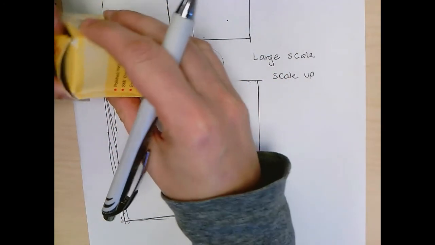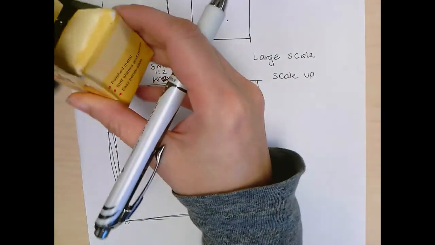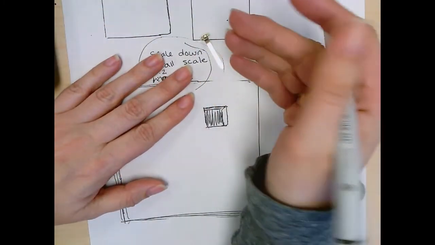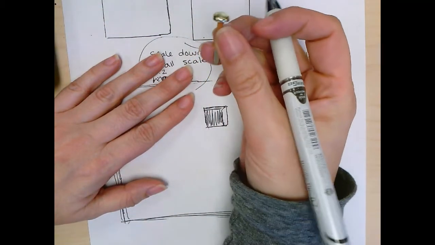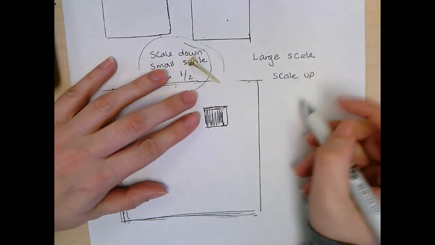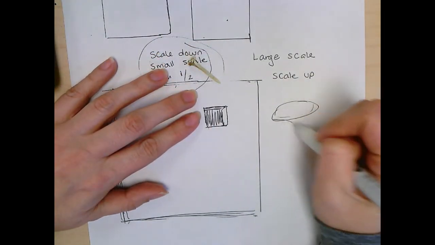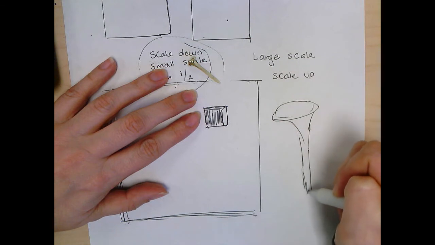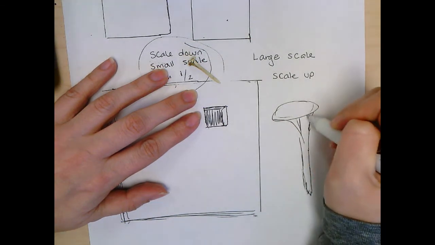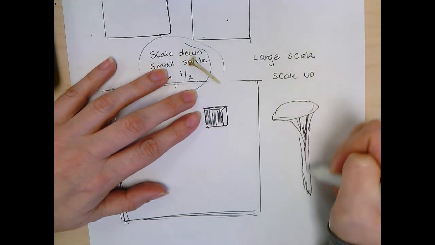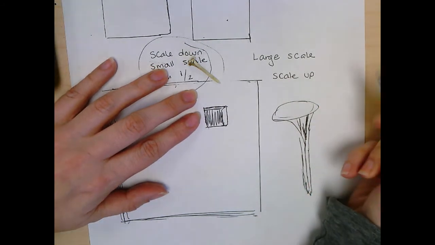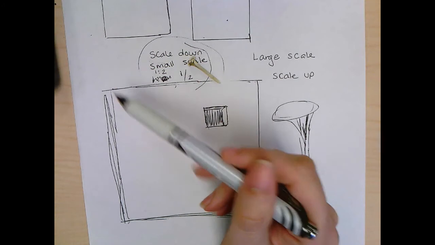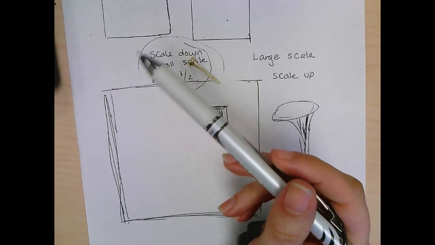You would scale up if there was something really small that you were drawing, and you wanted to draw it bigger. So for example, if I wanted to draw one of these fasteners, I could draw that fastener many, many times the size that it is in real life. I could draw an extra large fastener, and that would be scaling it up. But for our purposes for this project, you are probably going to be scaling this drawing down.